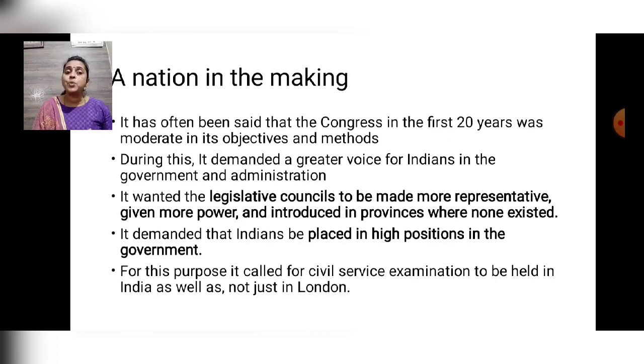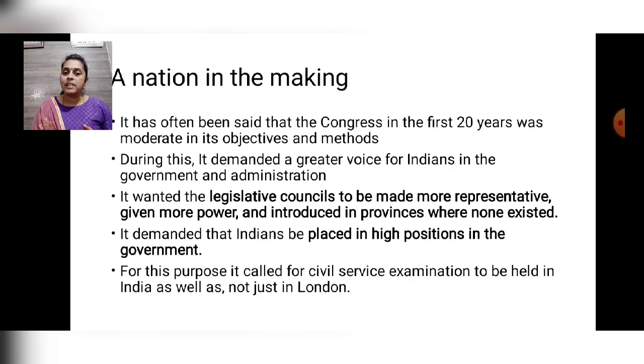It demanded that Indians be placed in high positions in the government. So more and more legislative councils, and in that more and more Indians to be included. That was their demand. Second, it demanded that Indians be placed in high positions in the government. High positions means high rank in the government administration, which should be given to the Indians. Earlier it was reserved only for the British people, not for the Indians.